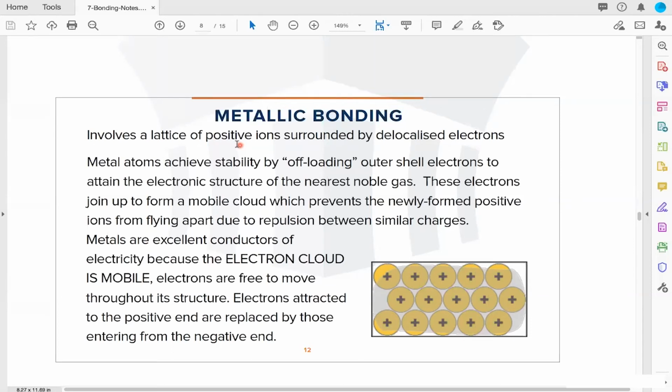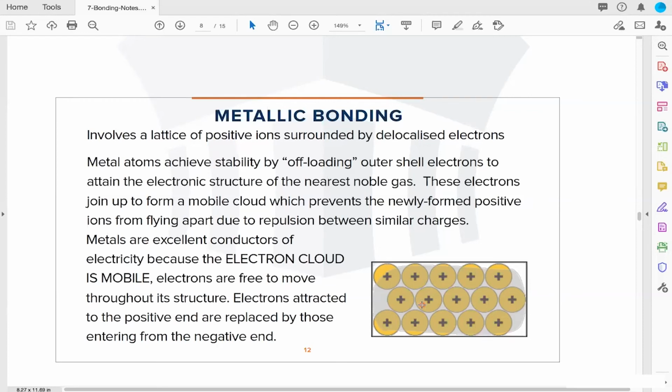So what have we talked about? We have mentioned the forces. The forces are electrostatic force. The particles are positive ions and free electrons. And the structure is lattice again. Okay. So this sea of electrons, this electron cloud, they're all free to move around.